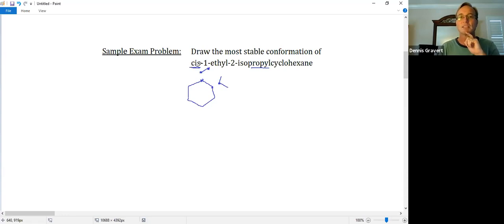I want to connect them in a cis fashion, which means my bonds either have to be both wedge or both dash. You get to pick. I'm going with both wedge. Here we go. Could have also done it this way. There we go. They're both cis. 1-ethyl, 2 carbons out there, 2 carbon branch. 2-isopropyl, 3 carbons out there, but connection through the middle carbon. Good.